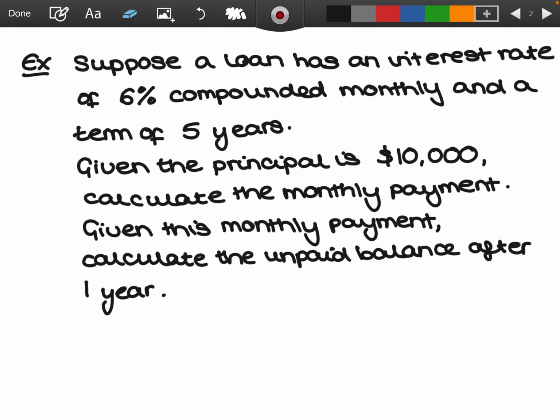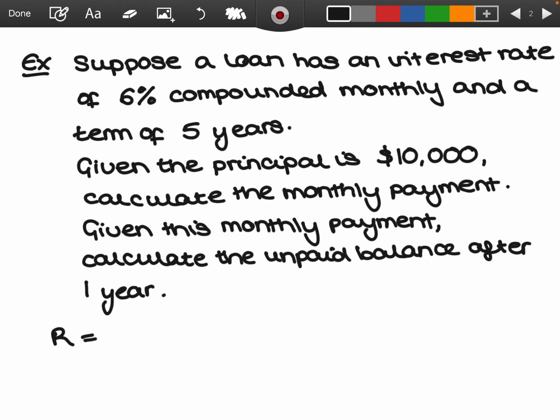So the first question is, suppose that we have a loan and it has an interest rate of 6% compounded monthly and a term of 5 years. Okay, compounded monthly, term of 5 years, that means that we are paying back at the end of each month for 5 years. That already tells me that I'm making 60 payments. The principal amount, so the amount that I borrowed from the bank, was $10,000, and I'm going to calculate the monthly payment. Okay, again, remember, this is a type of decreasing annuity. It coincides with what we did with that.